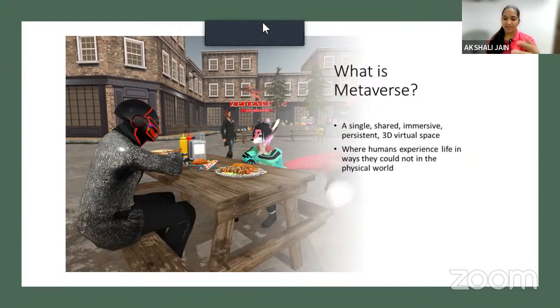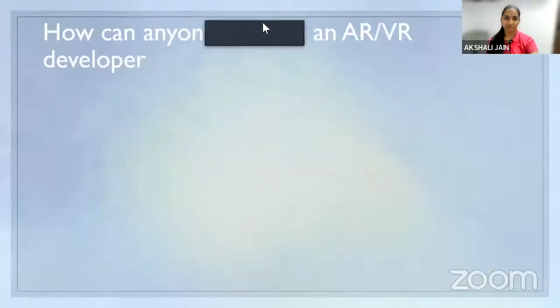Now, augmented reality and virtual reality are just part of metaverse. There are 8 different technologies in metaverse, such as blockchain, IoT, and others. And AR, VR is one of the parts of metaverse, which is very important.